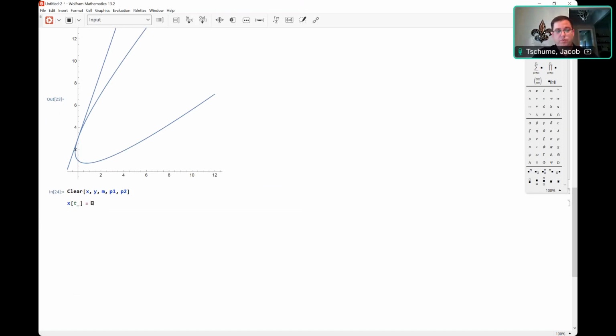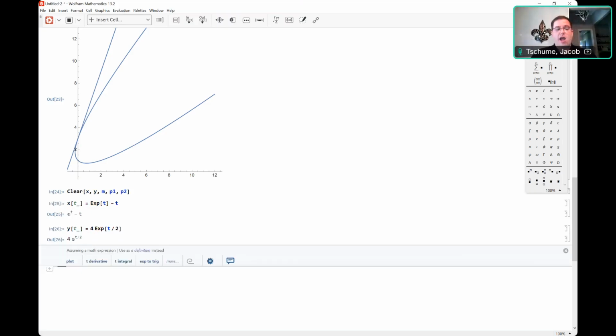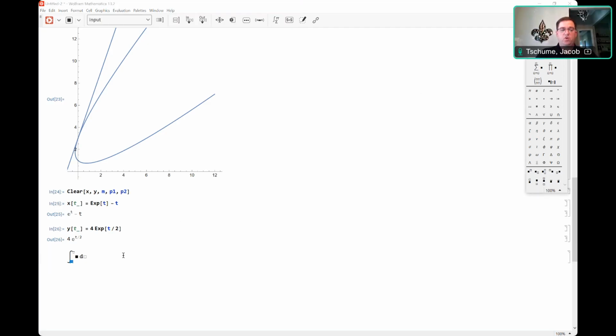For x of t, we're going to do an e raised to the t, so exponential of t, minus t. So let me input that. And then for y of t, we are going to use 4 times the exponential, or e raised to the t over 2, and input that. And so I want Mathematica to find the length of a curve between 0 and 2. So if you go back into your lecture notes, you will see that the formula to find the length of a parametric curve is going to be the definite integral from your two values. And like I said, we're going to go from 0 to 2.